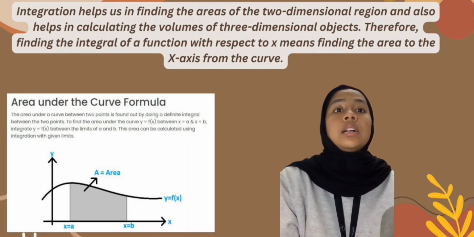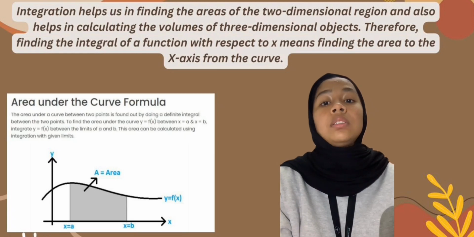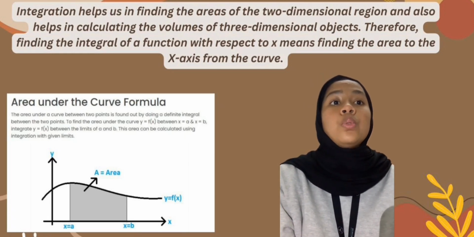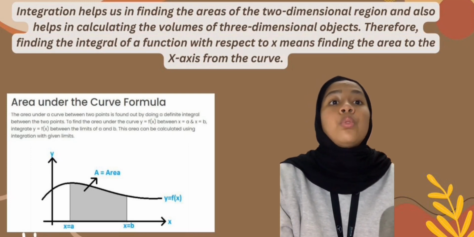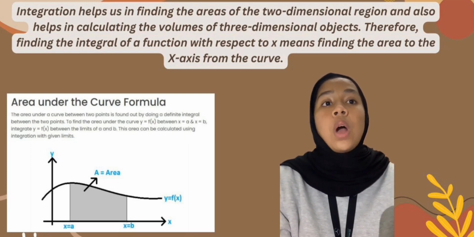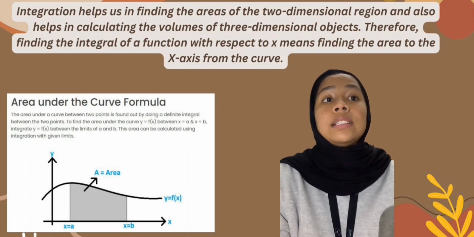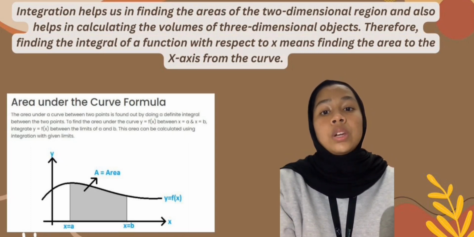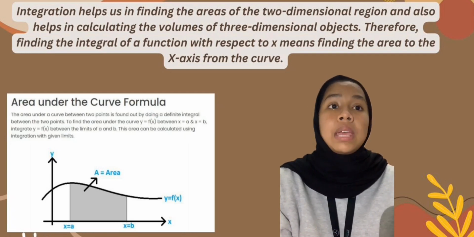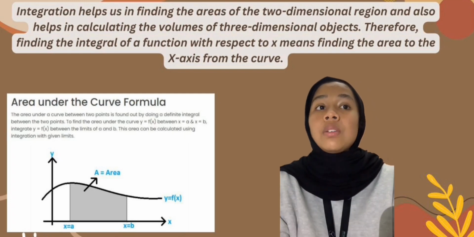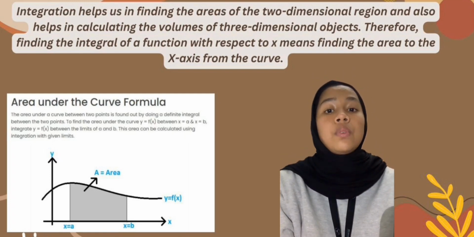The area under a curve between 2 points is found by doing a definite integral between the 2 points. To find the area under the curve y equals f(x) between x equals a and x equals b, integrate y equals f(x) between the limits of a and b. This area can be calculated using integration with given limits.